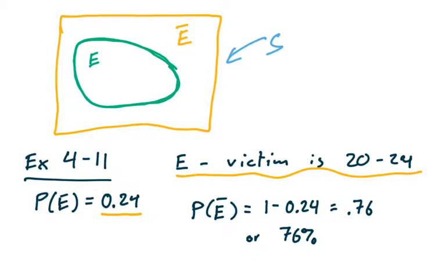So 24% of the time, the victim is going to be within the age range 20 to 24, and the other 76% of the time, they're going to be not within that age range. And so that should make perfect sense.